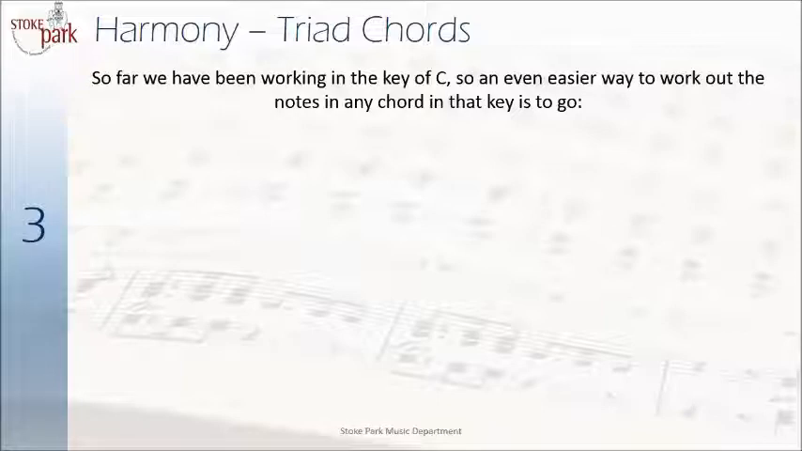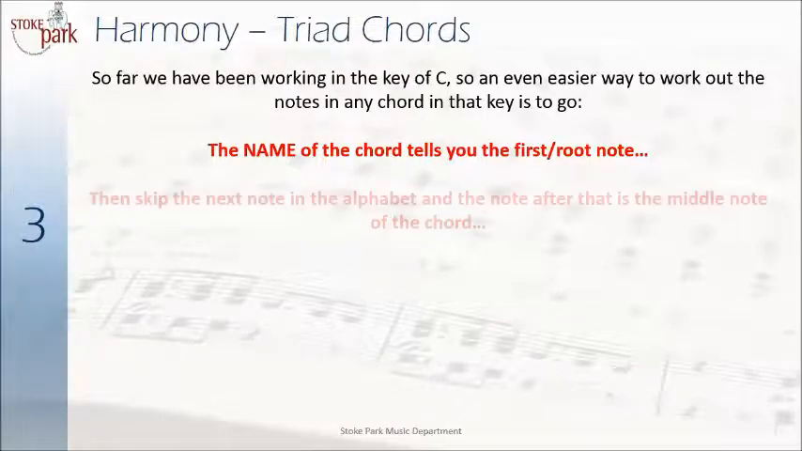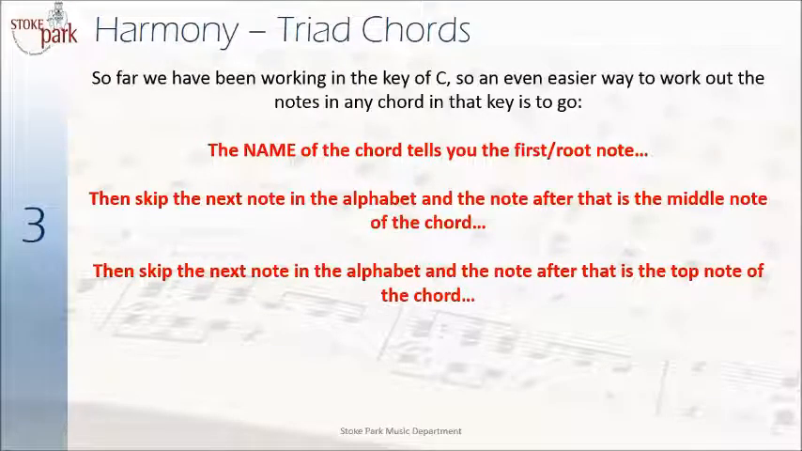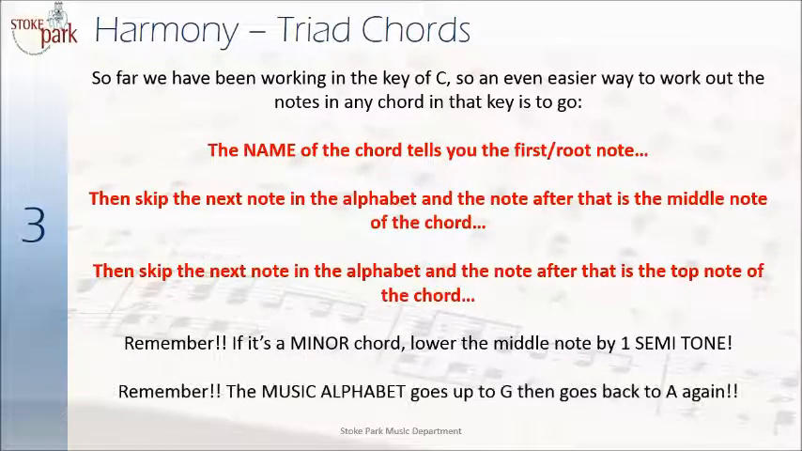Right, so everything we've done on keyboard especially, and in technology with the composition, we've been working in the key of C. So the easiest way to work out the notes in any key is just to go, the name of the chord tells you the first note, the root note, right? Then you just skip the next note in the alphabet, and the note after that is the middle note of the chord. And then you just skip the next note, and the note that you get to, that's the top note of the chord. So if it's a minor chord, you've got to lower the middle note by one semitone, and just remember the music alphabet only goes up to G, and then you go back to A again. There's no H, I, etc.